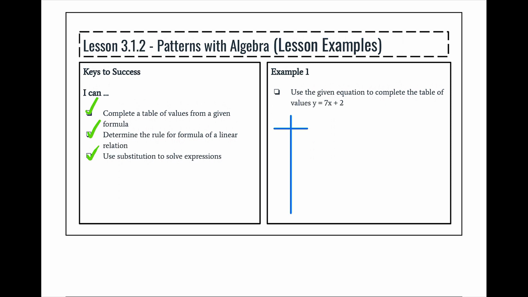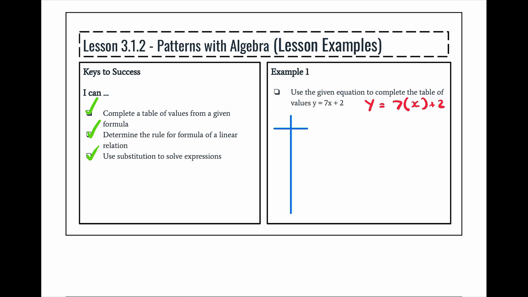Okay, let's take a look at example number 1. So it says complete a table of values using this given formula or this equation, and this reads as y equals 7x plus 2. Now, this is like the y is equal to 7 times the x plus 2, but we don't need the brackets in there, and we don't use a multiplication symbol because we have the variable x that actually looks like a multiplication symbol.